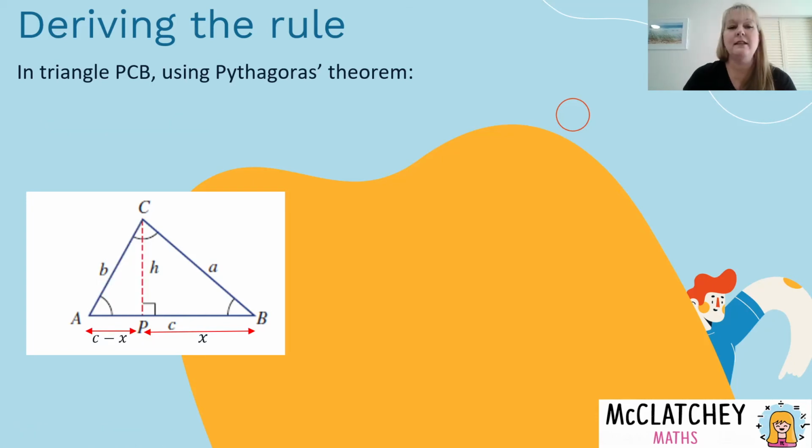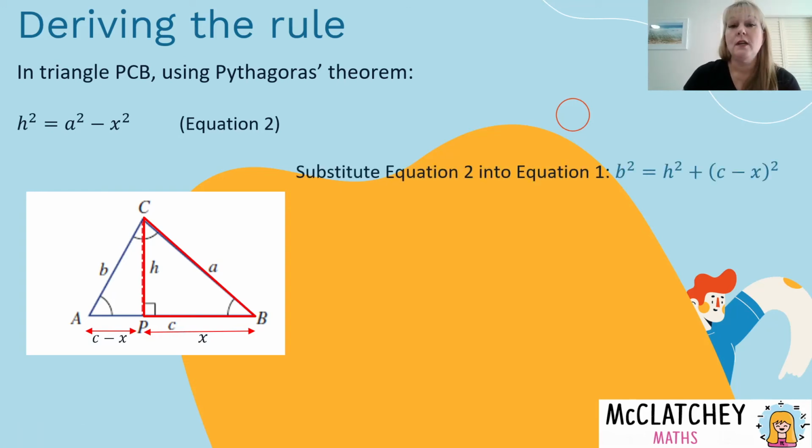Let's now consider this triangle here, PCB, and we're going to apply Pythagoras' theorem again. So this time, I've got this side squared is going to equal the hypotenuse take away X squared. I've done that in a quick step there by making H squared the subject, and that's going to be equation 2. So now I'm going to substitute that equation I've just created into the first equation, which was B squared equals H squared plus C minus X all squared.